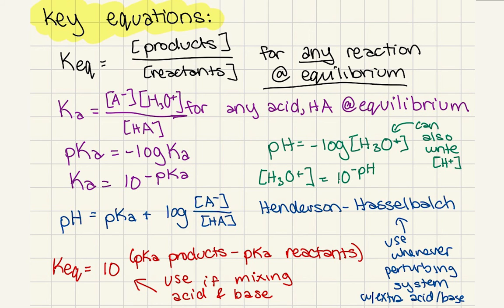But you can do this for any sort of reaction, including the dissociation of an acid. When we do this for the dissociation of an acid, we call it our Ka. So our Ka is equal to the concentration of our conjugate base times the concentration of protons, divided by the concentration of our acid. And we typically abbreviate this generic acid HA and its conjugate base A-.